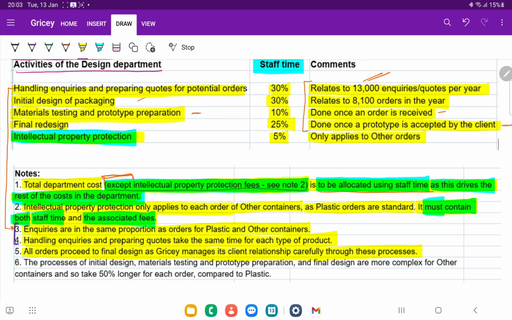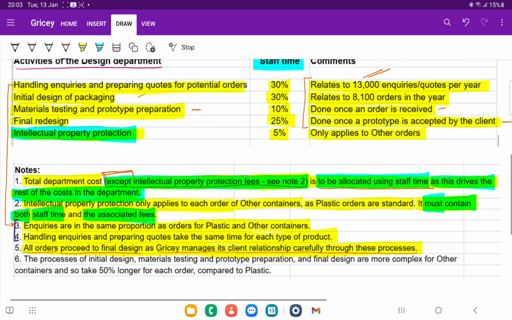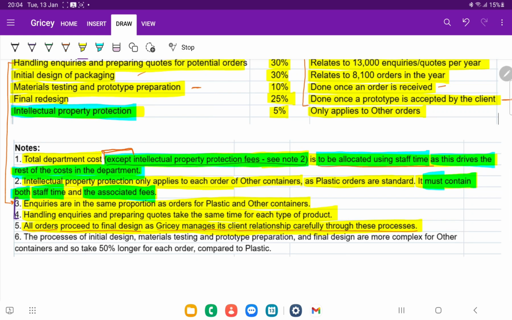Proceed. So what they are actually trying to communicate is that if you have accepted an order, it will proceed to final design, because Greasy manages its client relationship carefully through these processes. So there will be no occasion when we receive an order and do not proceed with it to the final design. You have to assume whatever order you accept will ultimately be fulfilled, right? Then they are saying that the processes of initial design, now this is a very important statement, right?